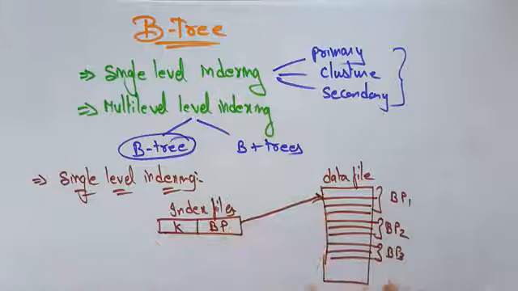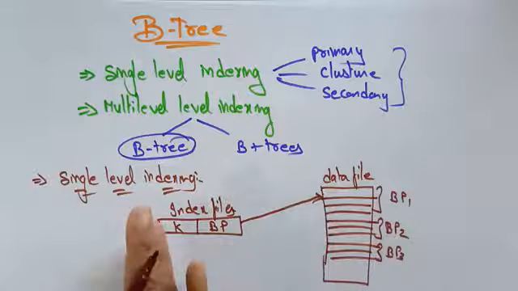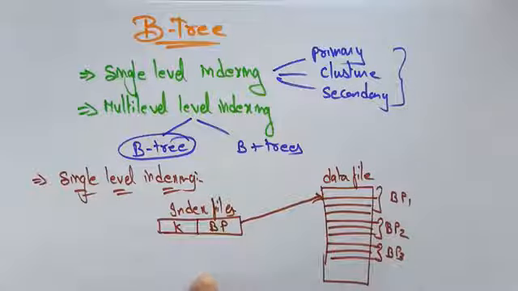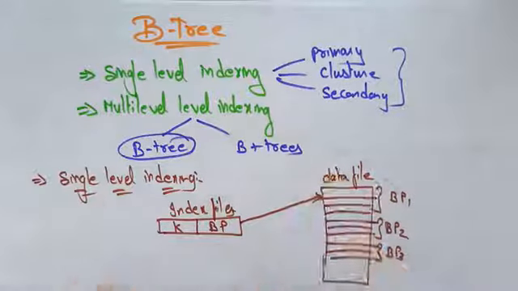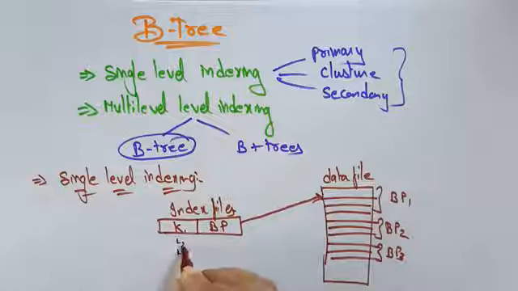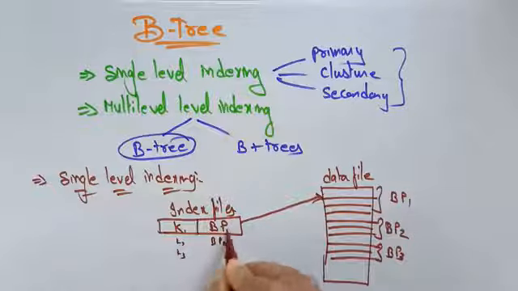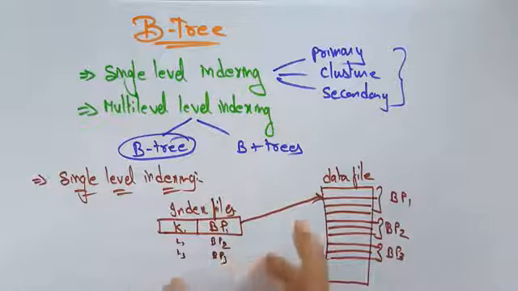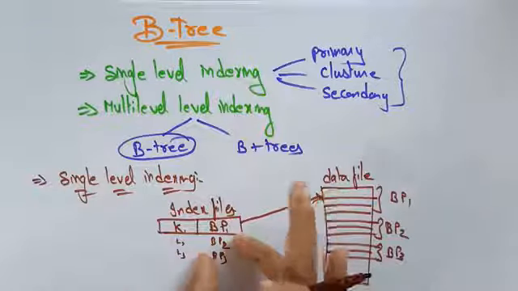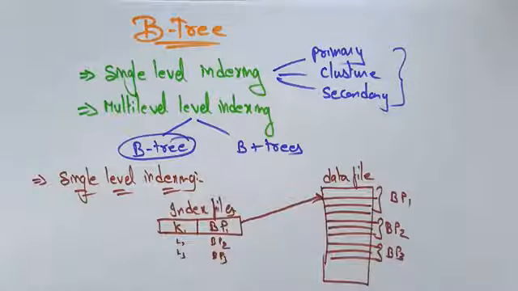There is only one communication line, so only one level, directly from the index file communicating with the data file. This concept is called single level indexing. Here the keys will be there, key 1, key 2, K3, like that, and block pointer 1, block pointer 2, block pointer 3, like that. These are the index files which hold the key value as well as the block pointer, which is accessed by the database. This is single level.